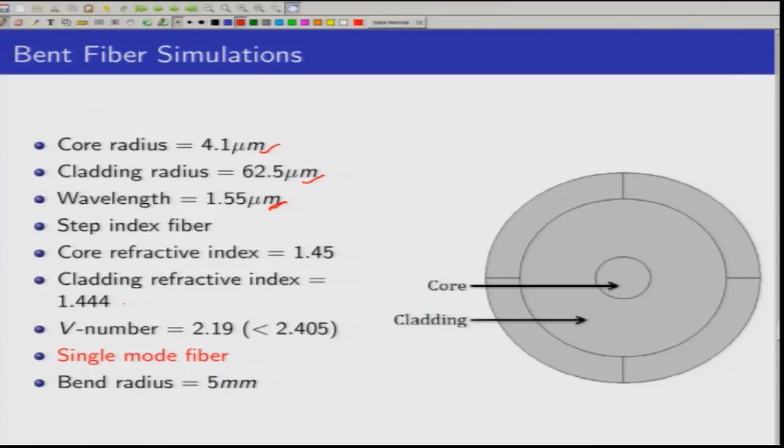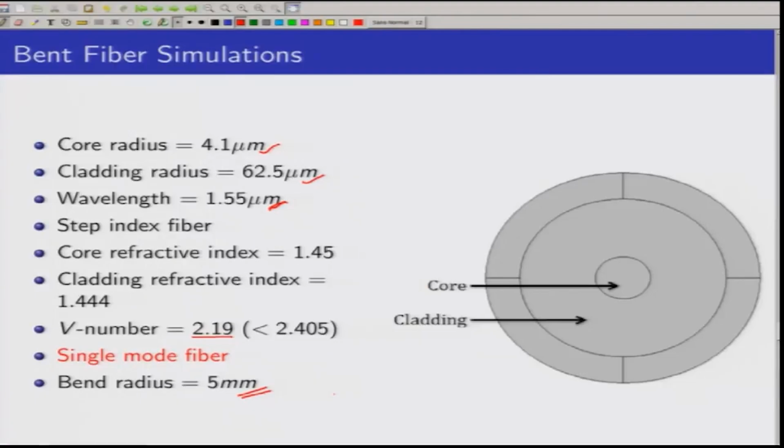Now, if we consider these parameters and calculate the V number for this fiber, we get a value of 2.19, which is less than 2.405. Hence, this fiber is a single mode fiber. We will only have a fundamental mode, not any of the higher order modes that we have seen earlier. And we are applying a bend radius of 5 mm, r equal to 5 mm in this case.